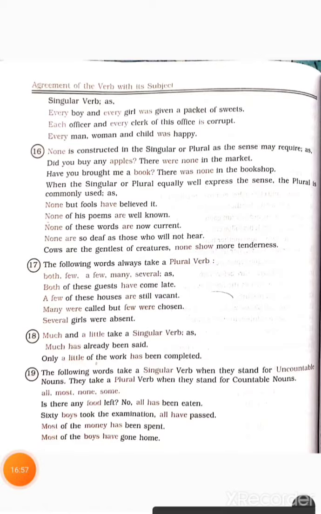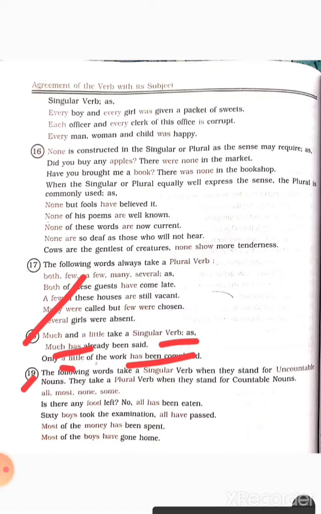Next, look at number 18. Much and a little take a singular verb. This also I have explained to you. Again I am giving examples from your book. Much has already been said. Much has. Only a little work has been completed. Has, a little and much. After these two words we have to write singular verbs.